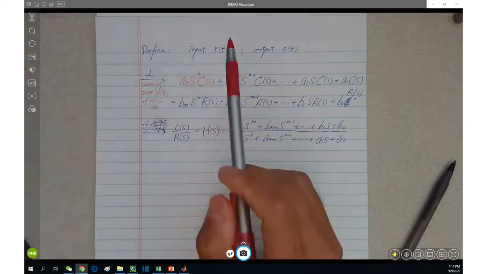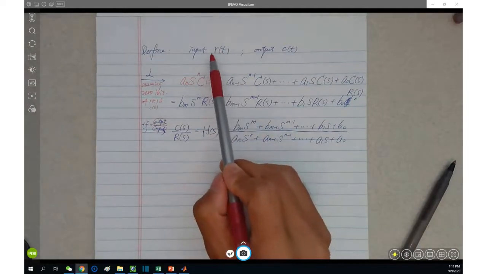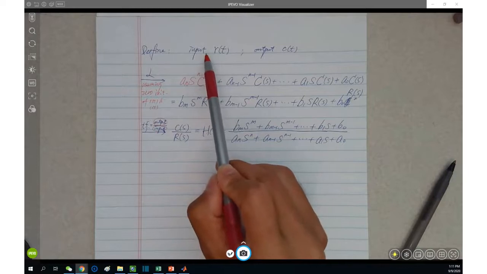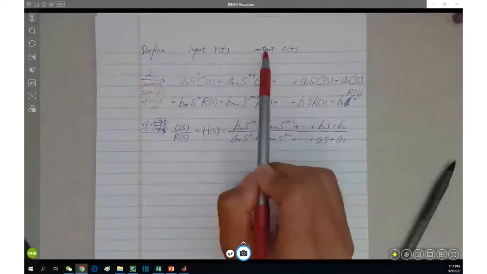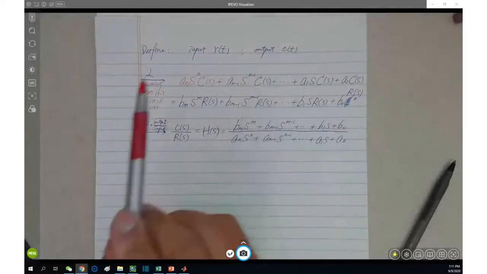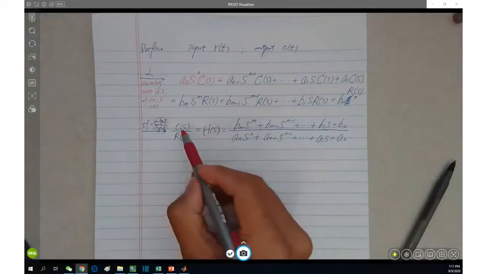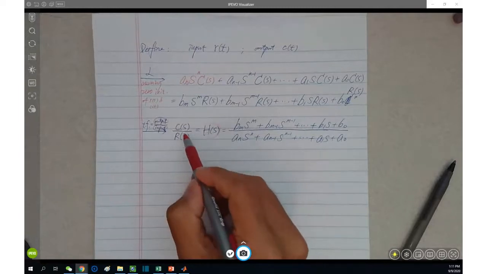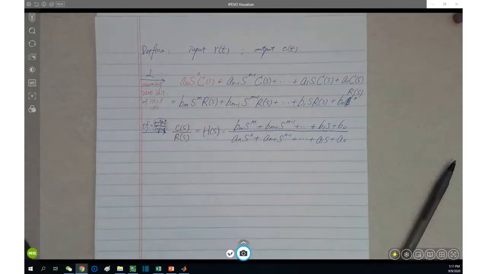Yes, you need to be careful. Defining at the beginning which is input and which is output, who is whom, is very important, because it determines who is going to be the numerator and who is going to be the denominator. According to which, let's move on to an example.